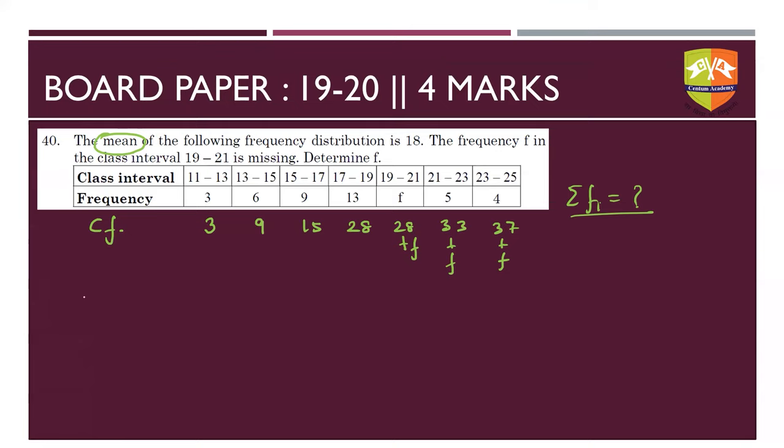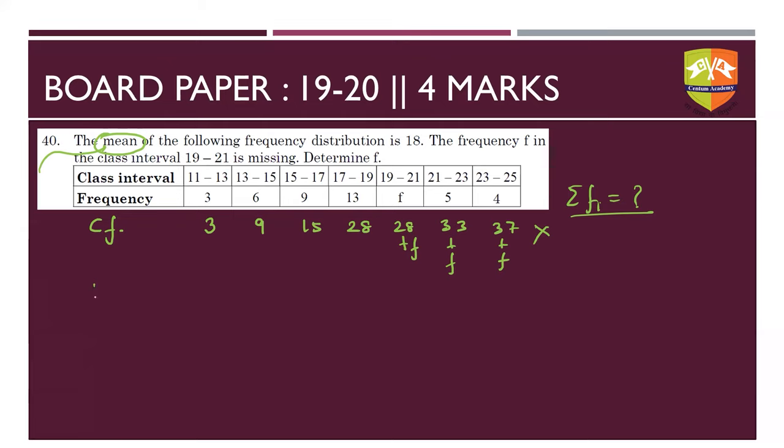So what is mean? You have to do this. This was useless, actually. See, that happens when you miss a word. So this was not needed, but anyway. So the class marks are 11, 13, so 12. We'll have to again make a table.